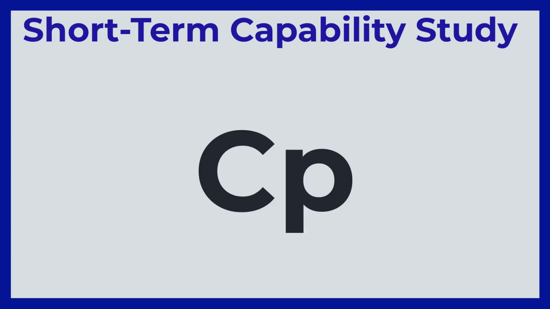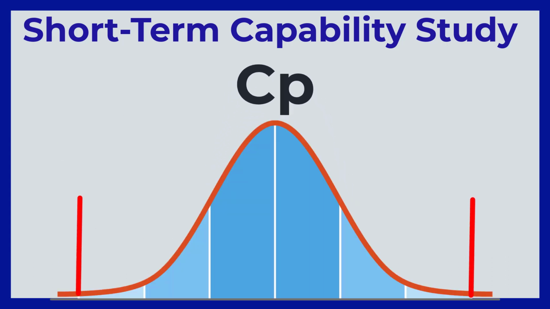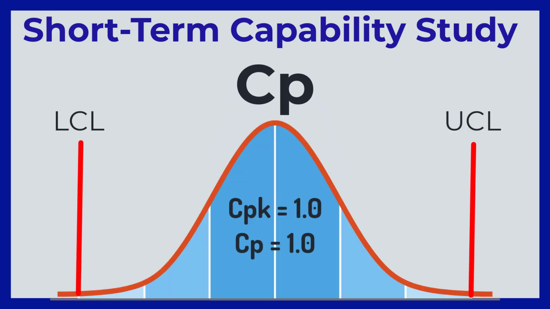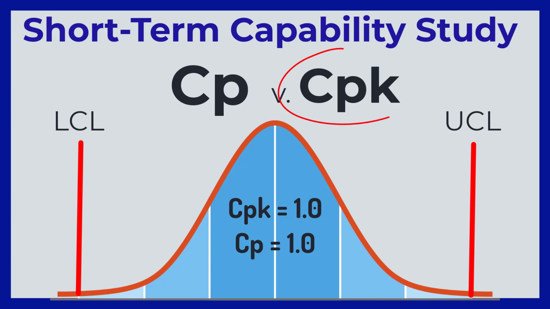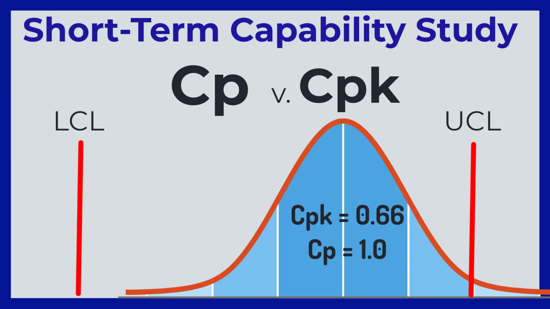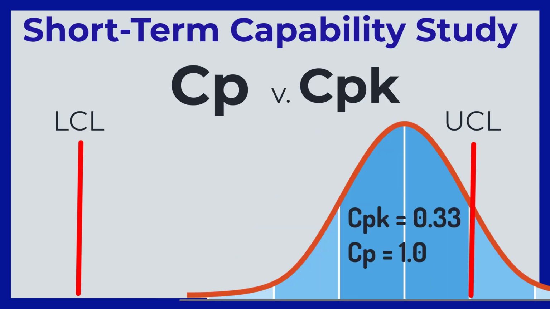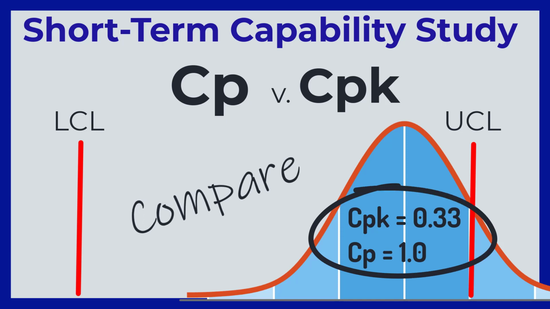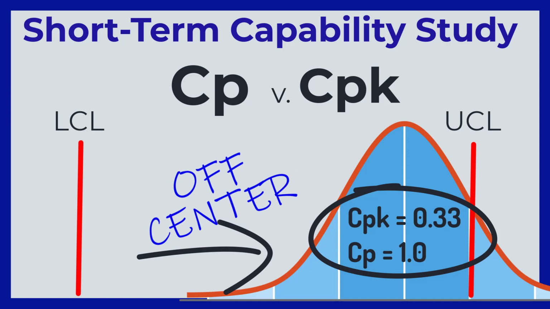Here's how. CP is a measure that compares process variation to product specifications. CPK is a little different than CP in that CPK considers the statistical mean in its calculation. So if a process moves off center, then CPK will change, but CP will not change. Because of this, always compare CPK to CP. If CPK is different than CP, then you know your process is running off center, and so your process is not performing optimally.